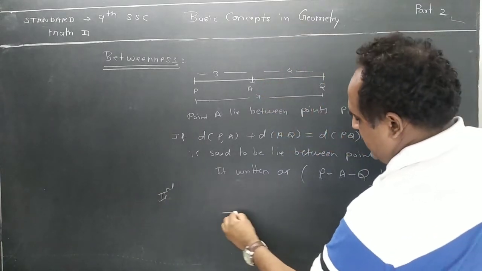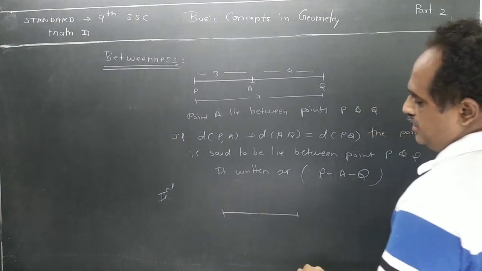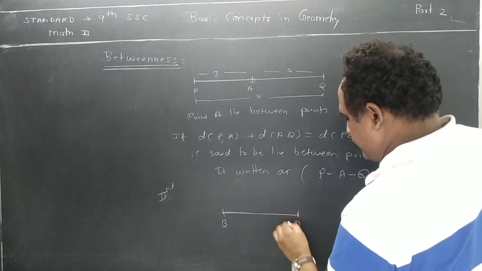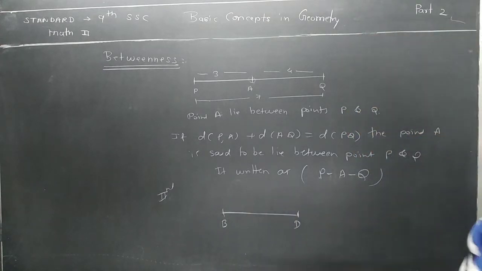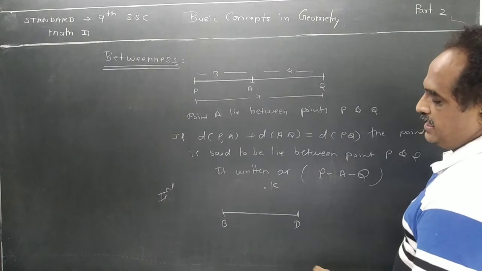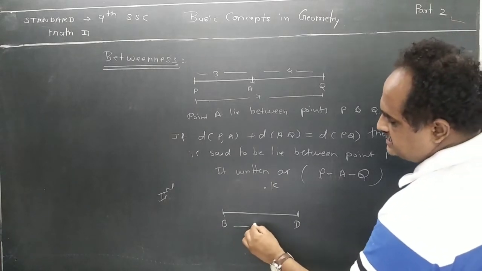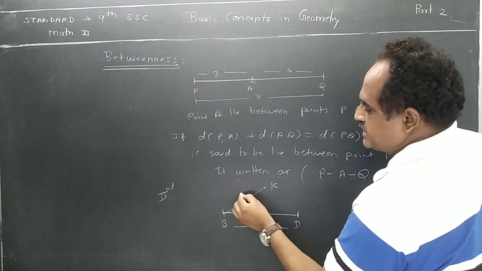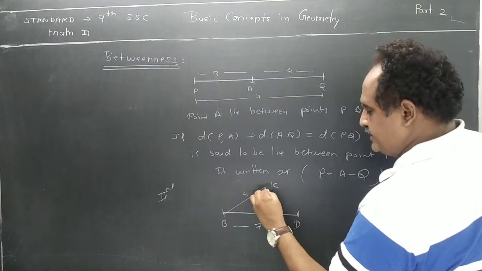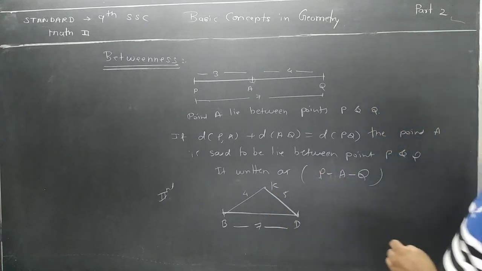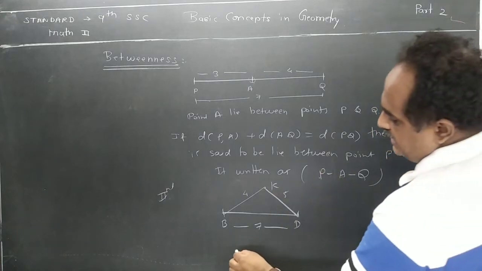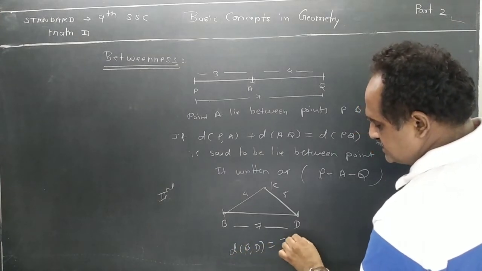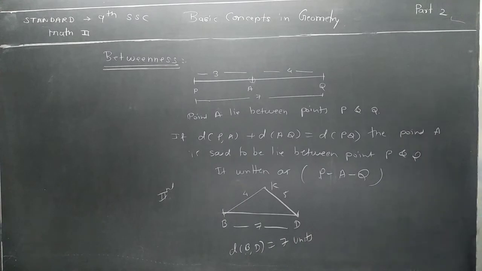Suppose we have points B and D, and K is a point over here. I know that this distance is say 7 units, and this is 4, and this is 5. So what can I say? Distance BD is equal to how much? 7 units. And which are the smaller segments?